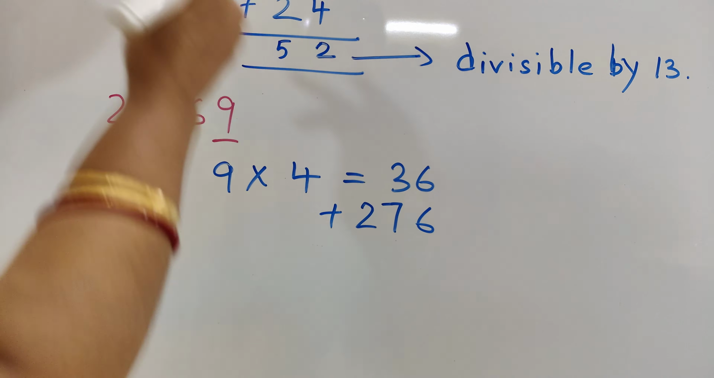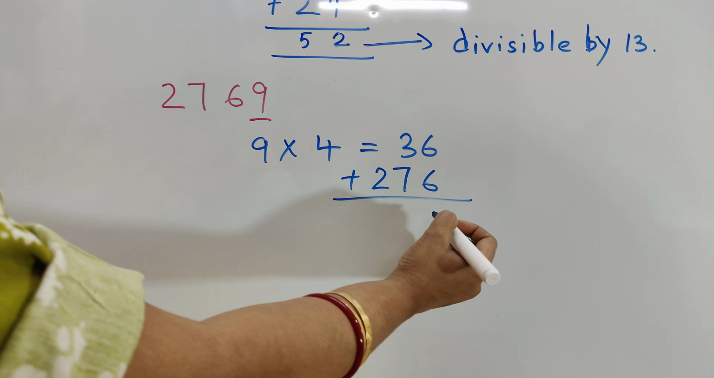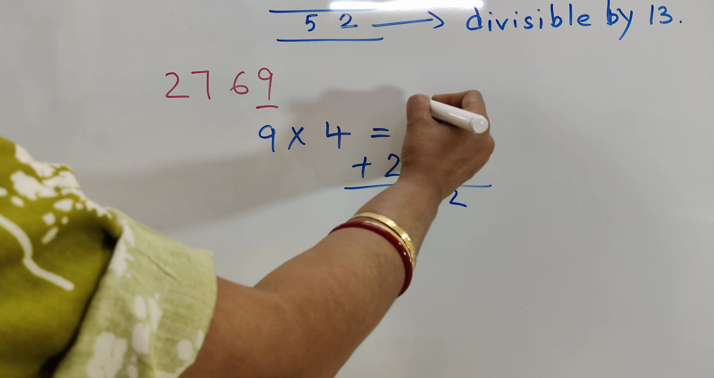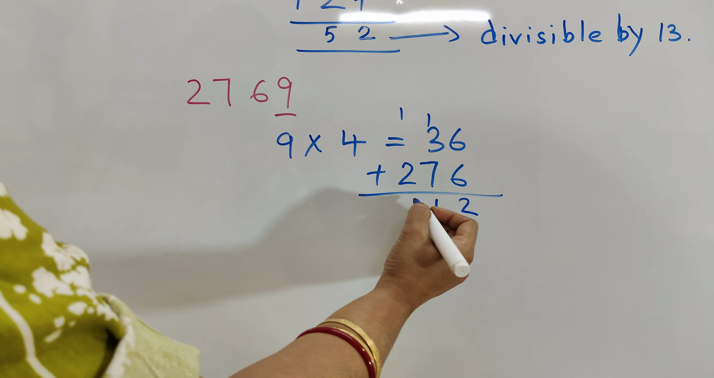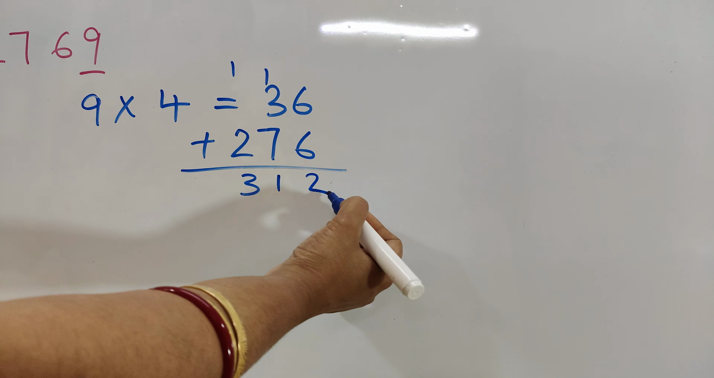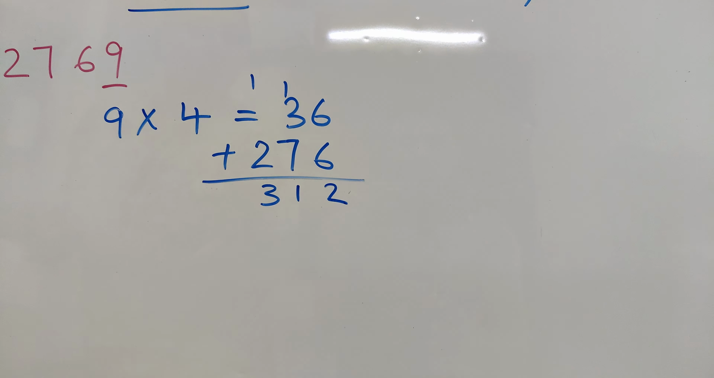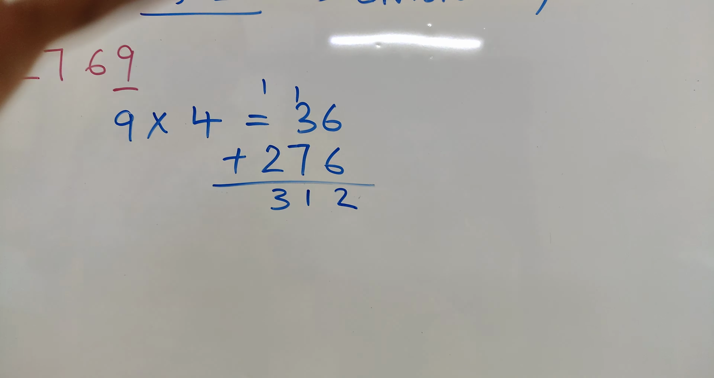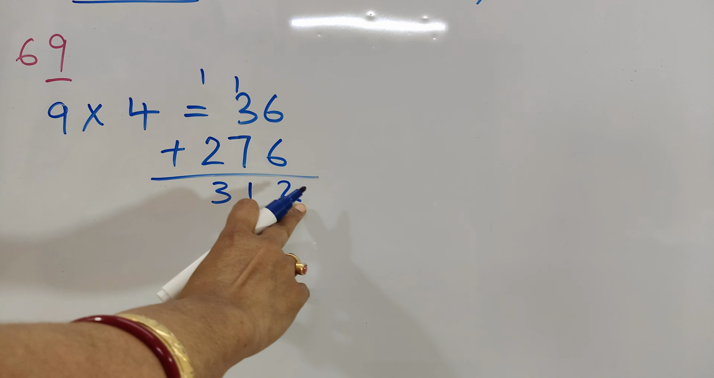Now let's add. We need to find the sum. So we just need to add them. 6 plus 6, 12, carry 1. 3 plus 7, 10. 11, carry 1. 312. So after adding, we are getting 312. So 312 is a big number because we know 13 times table up to 10 where we get 130. But over here it's 312.